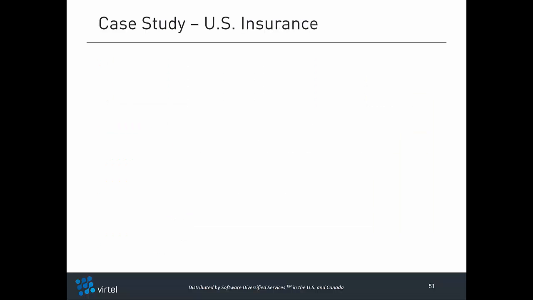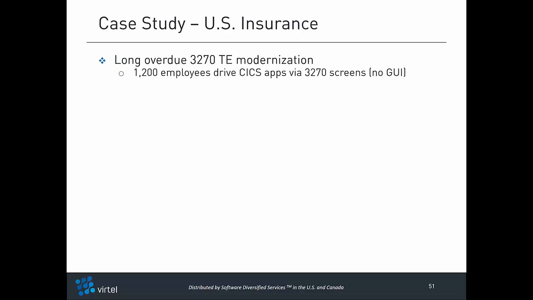Finally, on to a venerable 100-year-old Pennsylvania-based insurance company that specializes in workers' comp, property, and casualty insurance. In 2012, this insurer had to face a long overdue modernization of its terminal emulation. Unlike other organizations that rely on web portals or GUIs to drive CICS transactions, this company still relies on screen interfaces. All day long, over 1,000 employees drive every single business transaction through legacy screens. It makes terminal emulation a very crucial link in their business process.